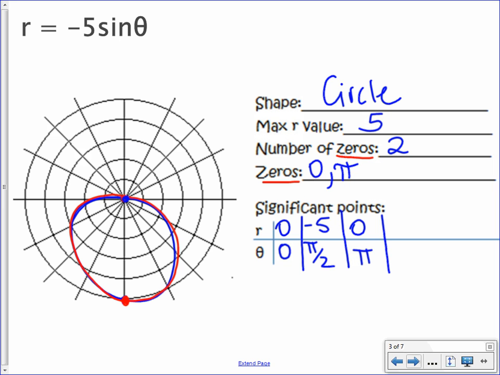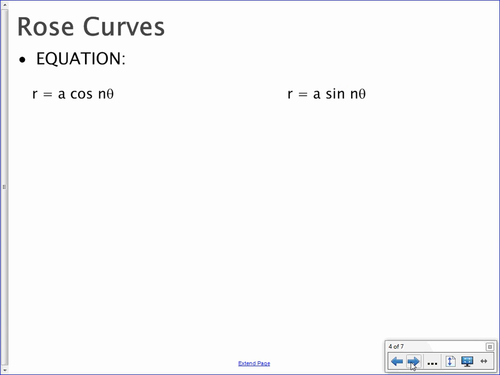Awesome. Let's talk about roses. These graphs are called roses when we have that coefficient in front of theta. Now these circles can be grouped in with roses, but I like to separate them. So let's talk about what you wrote on your gold sheet. We've already talked about the symmetry piece. If it is cosine, we have horizontal symmetry. If we have a sine, we have vertical symmetry.